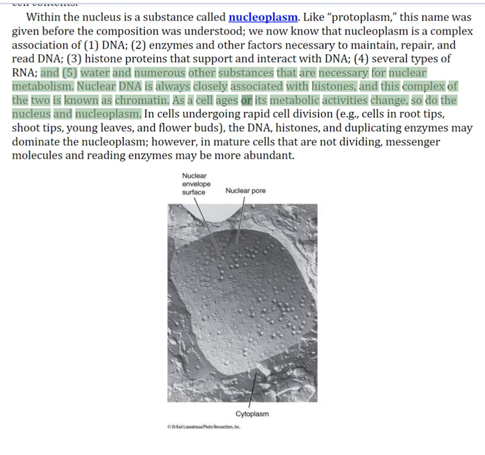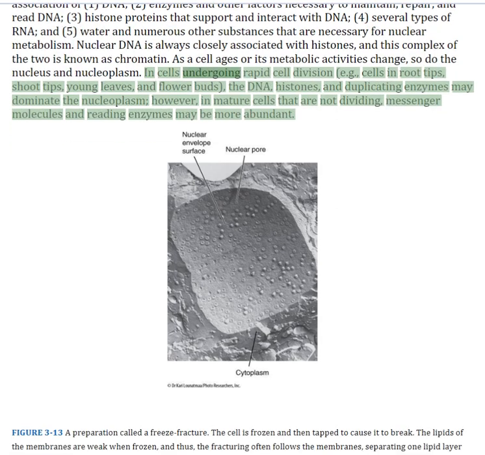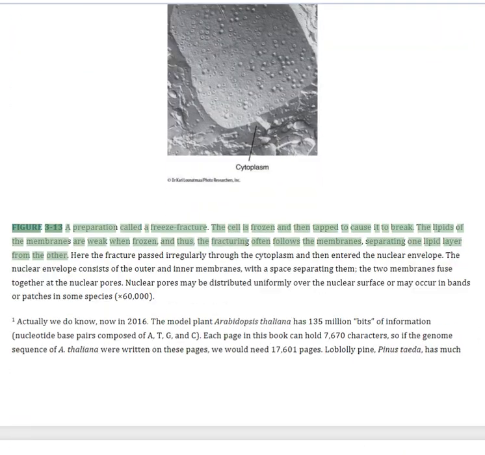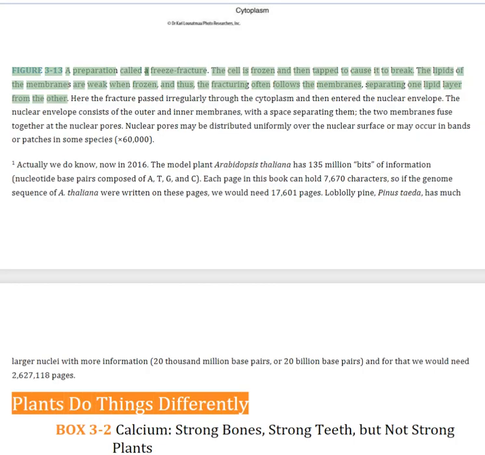As a cell ages or its metabolic activities change, so do the nucleus and nucleoplasm. In cells undergoing rapid cell division, the DNA, histones, and duplicating enzymes may dominate the nucleoplasm. However, in mature cells that are not dividing, messenger molecules and reading enzymes may be more abundant. Figure 3.13: a preparation called a freeze fracture.